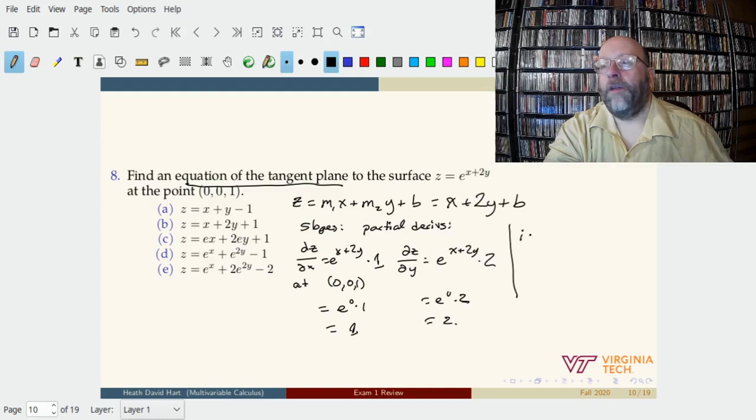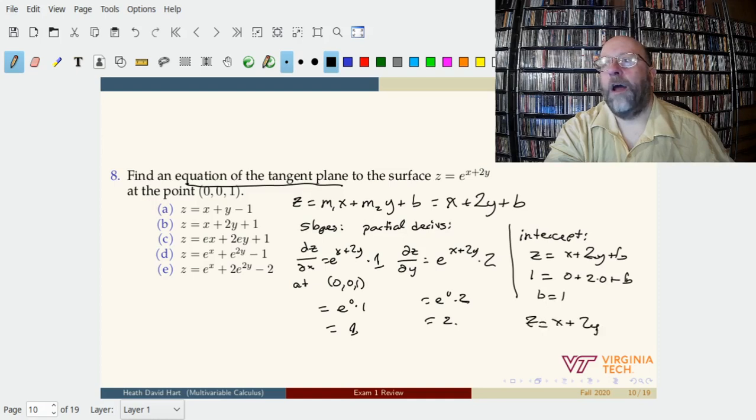So now we're ready to look at the intercepts. z equals x plus 2y plus b. 1 equals 0 plus 2 times 0 plus b. And so b is equal to 1. And so my final answer is x plus 2y plus 1.